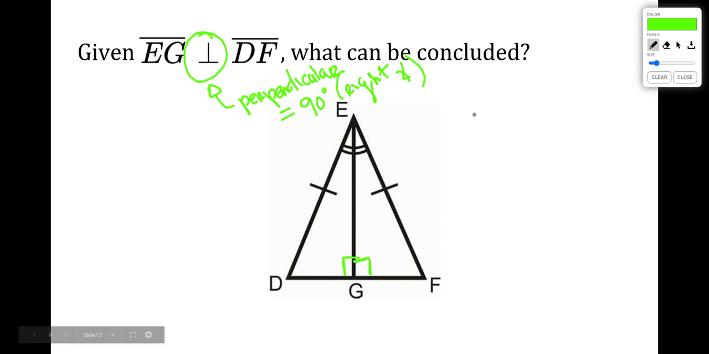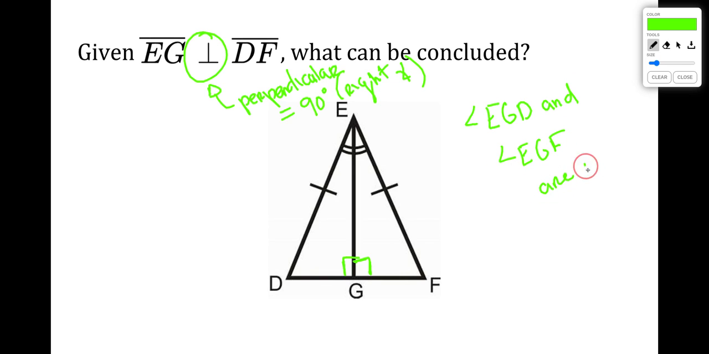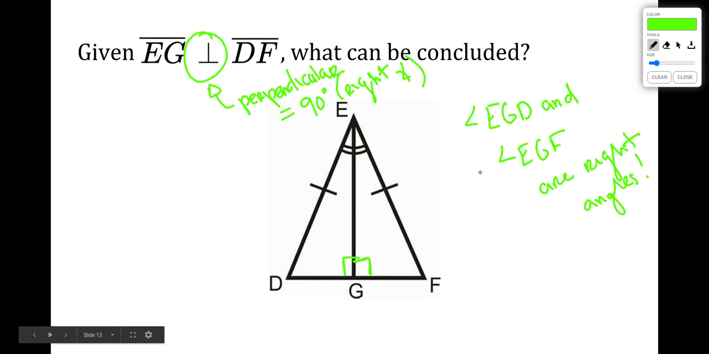Right, so I've got these two right angles. So I know angle EGD, I need three letters, and if I said angle G, you'd have no idea what I was talking about. EGF are right angles. That's really the direct conclusion that I can make there. I could go a step further, and after I know that they're right angles, I actually know that they're congruent. EGD is congruent to angle EGF because all right angles are congruent. But realistically, all I know right now, directly from this statement of perpendicular, is that they're both right angles.